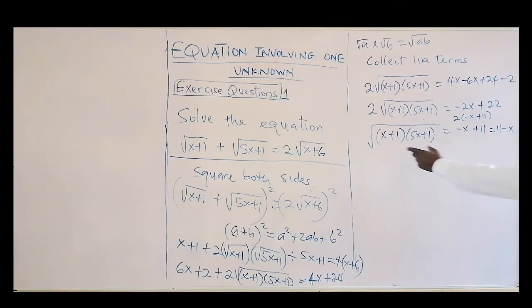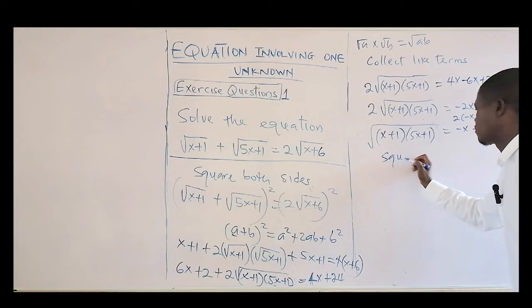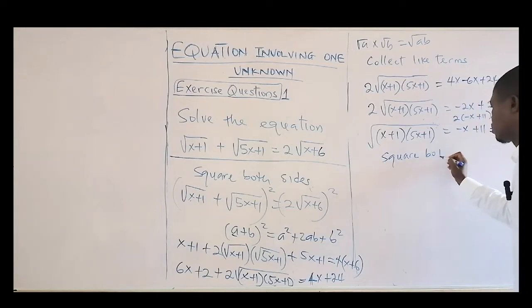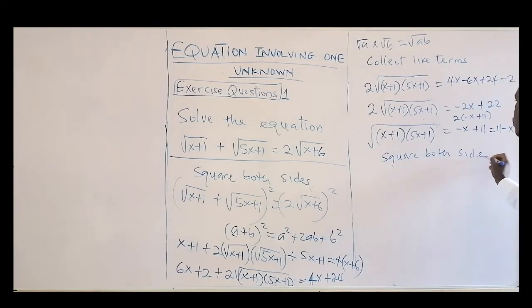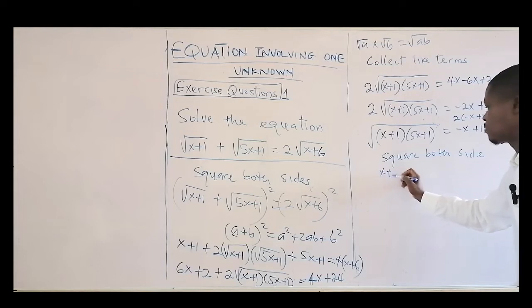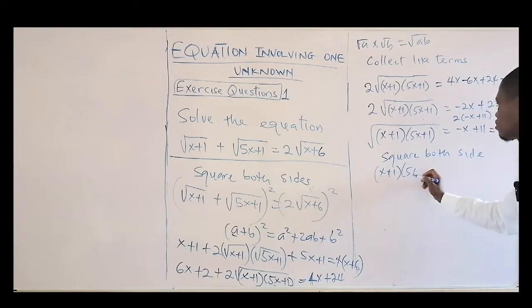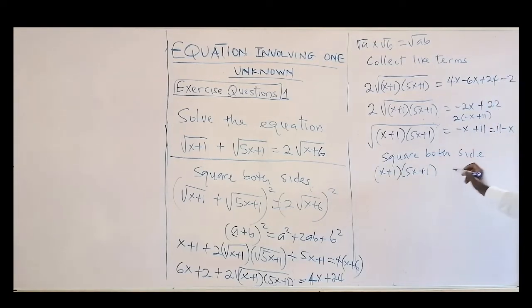Okay? We still have radical here. We want to find a way to remove this radical finally. So square both sides again. Square both sides. So if you do that, you just have x plus 1 into bracket 5x plus 1. And this one will be what? 11 minus x squared. And this will be equal to 11 squared is 121 minus 2. This one times this one, 11x times 2. That's 22x plus x squared.